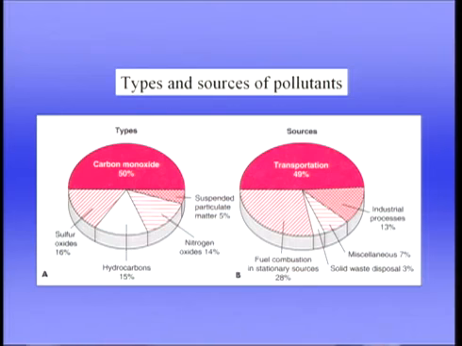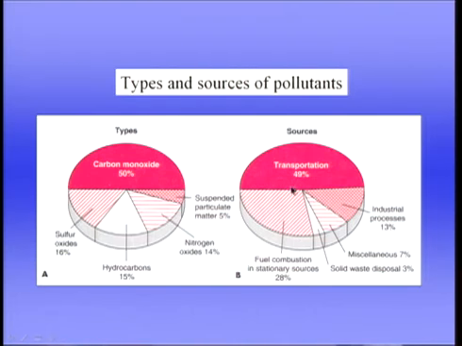So let's look now at the types and the sources of pollutants. As you can see on the left, the carbon monoxide by weight represents 50% of the total load of pollutants. So it's a very large amount of carbon monoxide in the atmosphere. Then, interestingly, you'll see that sulfur oxides, hydrocarbons, and nitrogen oxides have about the same abundance by weight, so that each of them is around 15%. And then we've got a small amount of suspended particulate matter, only about 5%.